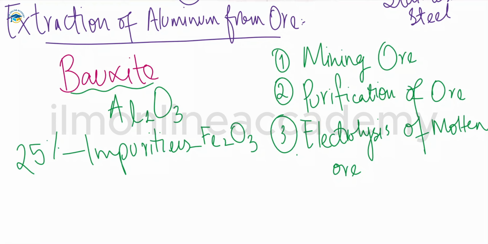and the French scientist Paul Héroult. So we have this process for the electrolysis of aluminium. There are some stages involved here, and we will discuss those stages one by one.